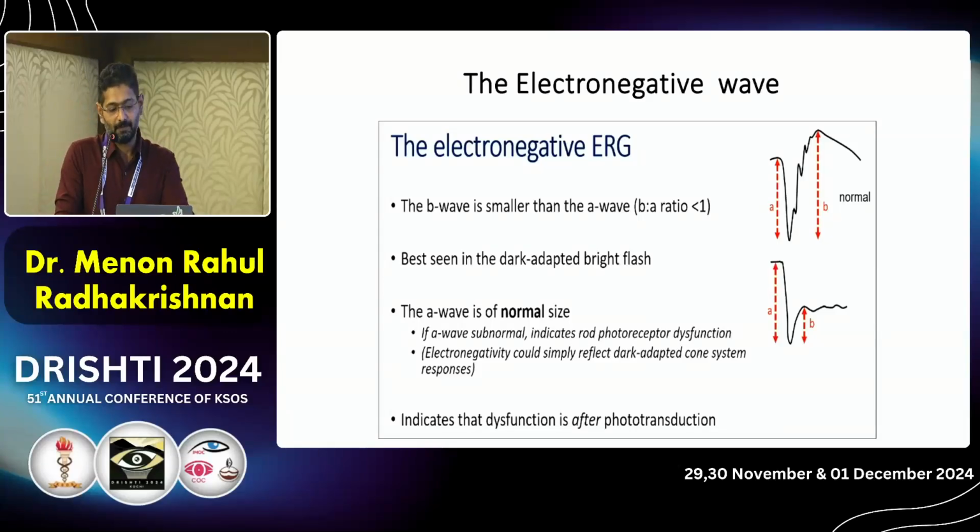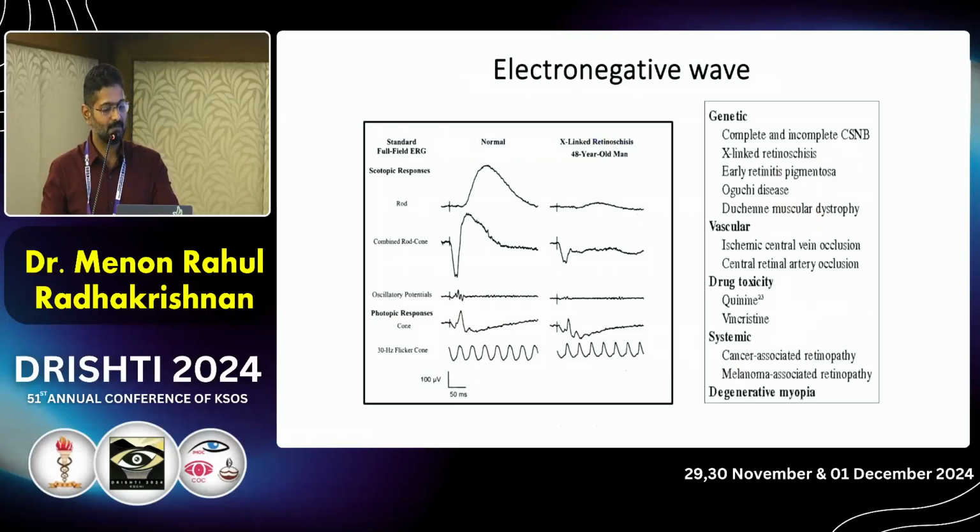This is the electronegative wave. When we look at a normal ERG, we have the A wave first, and then usually a tall B wave. In certain cases, the A wave is normal, but the B wave is not that big. That is the electronegative wave. But if the A wave is also affected, that means that the rods are also affected. This is a normal ERG, where everything looks similar. But in X-linked retinoschisis, you can see that the B wave is very reduced in size. So these are the various conditions in which you get an electronegative wave.